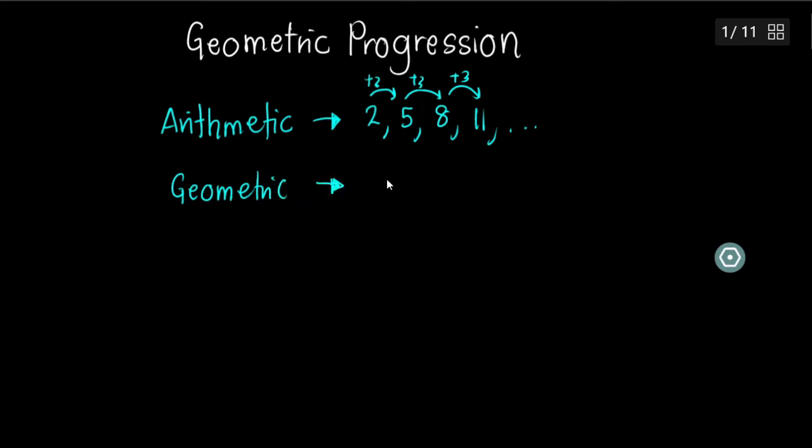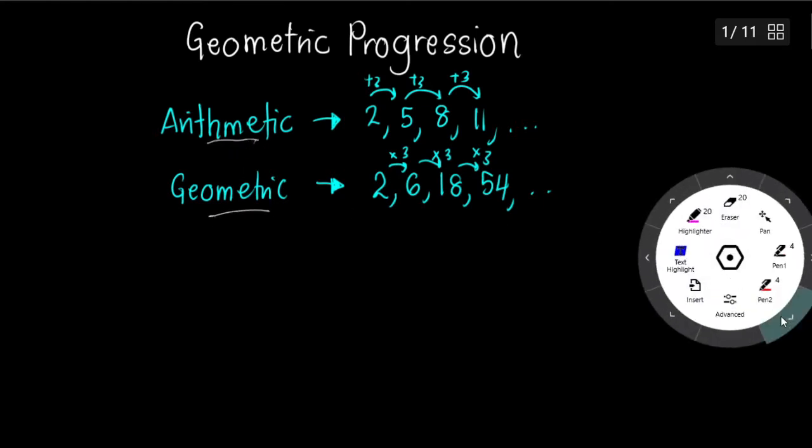So first you need to understand the difference. For example, 2 times 3 is 6, 6 times 3 is 18, 18 times 3 is 54. So this sequence is multiply by 3. Now you must know this. This is the first difference that you must understand between arithmetic and geometric.